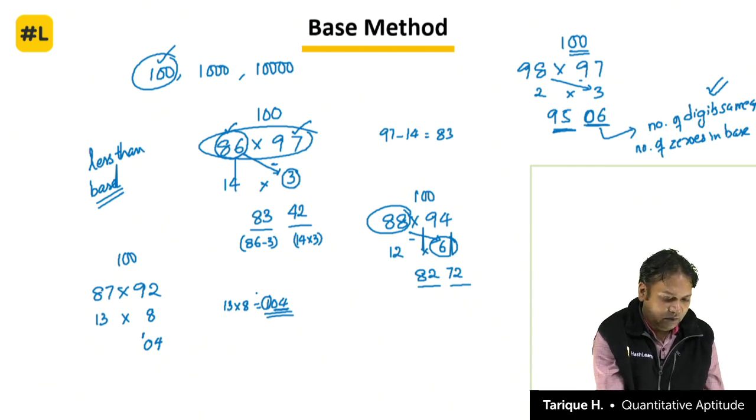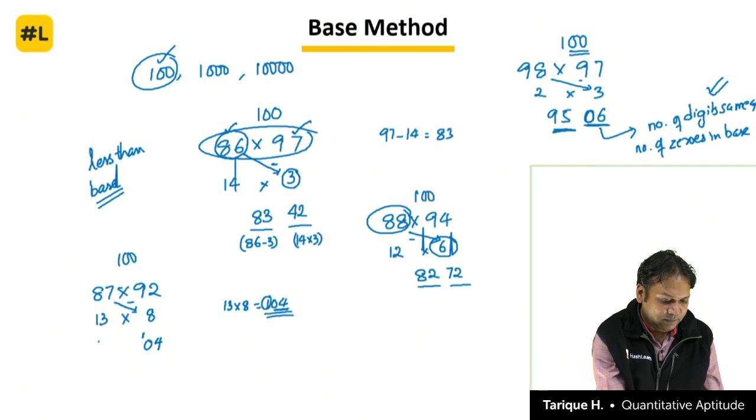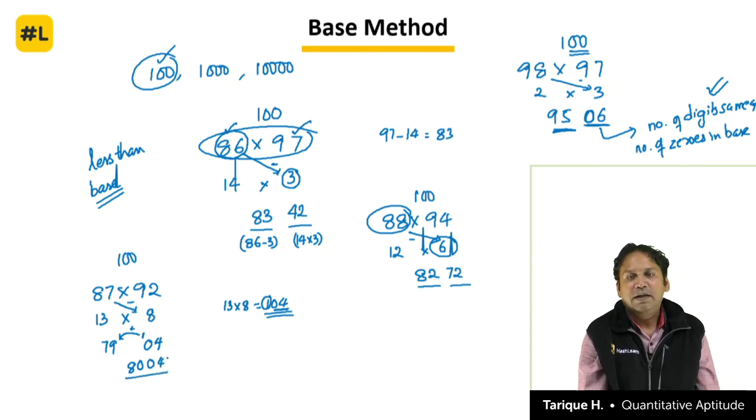Okay. Now, 87 minus 8 is equal to 79, but this carry is here, so we will add this carry. Answer will become 8004. That is how you take.